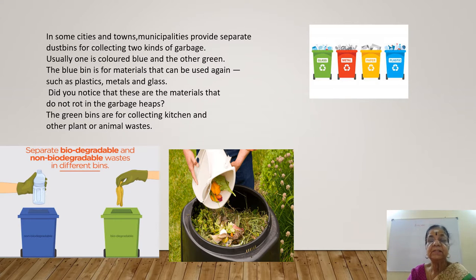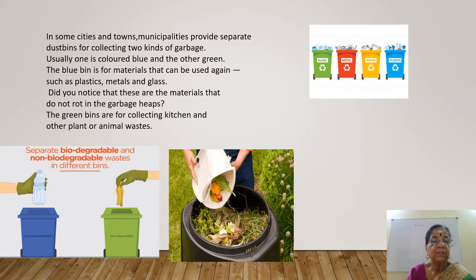Whereas green bins are for collecting kitchen and other plant or animal waste. Right? And under this there is degradable and non-degradable, and again biodegradable and non-biodegradable. So this picture shows collecting waste: glass collection, metal, plastic and paper. Water cans and glass bottles go in the glass bin, then metal, paper and plastic. These colors are usually used in common or public places, where dustbins give us instructions on where to throw garbage.